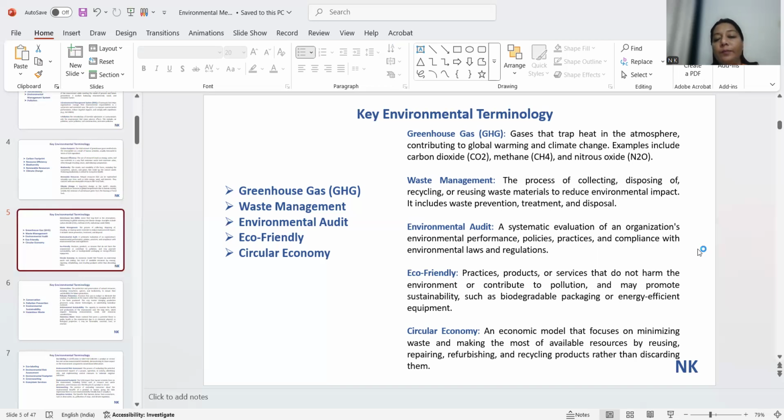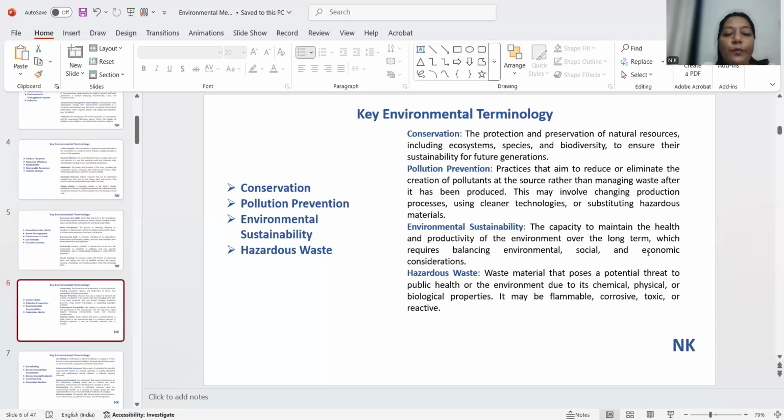Circular economy is an economic model that focuses on minimizing waste and making the most of available resources by reusing, repairing, refurbishing, and recycling products rather than discarding them. When we talk about conservation, it is the conservation and preservation of natural resources, including ecosystems, species, and biodiversity, to ensure their sustainability for future generations.